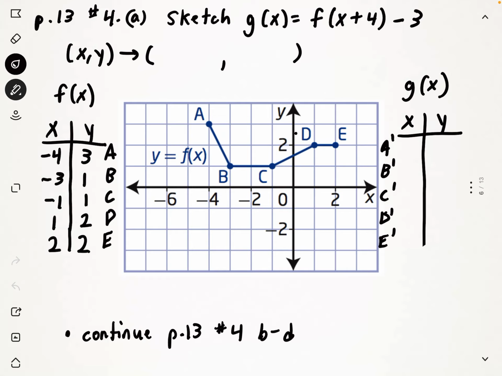So what I have here, it's not a parabola. These mapping notations and these equations can apply to any type of graph whatsoever. I don't know what the equation of this graph is at all. This is just a graph made up of several line segments.